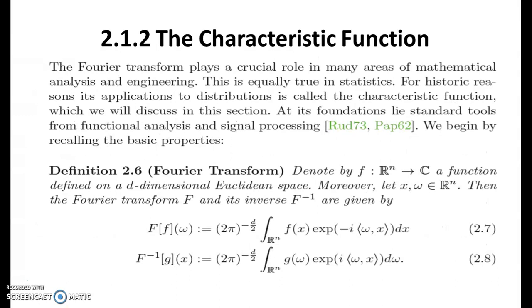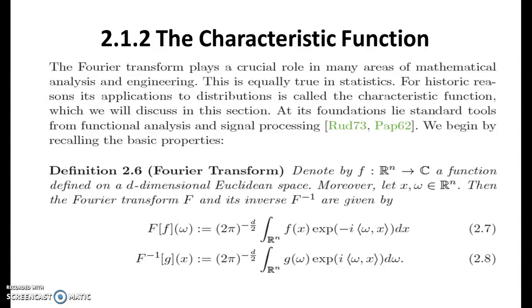So here we have the characteristic functions. The Fourier transform plays a crucial role in many areas of mathematical analysis and engineering. The Fourier transform is equally true in statistics. For historical reasons, its application to a distribution is called the characteristic function, which we will discuss in this section. It follows standard rules from functional analysis and signal processing. So we begin by recalling the basic properties.